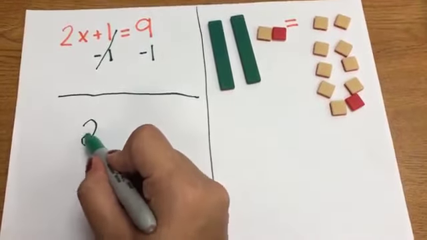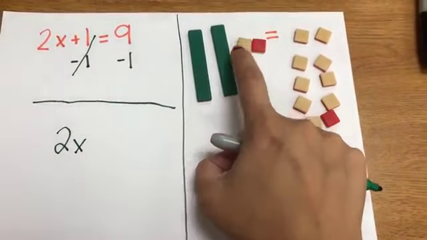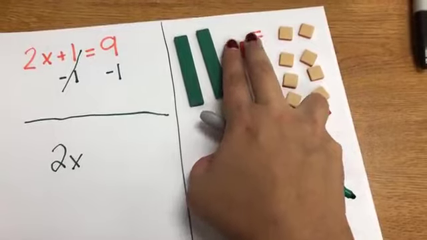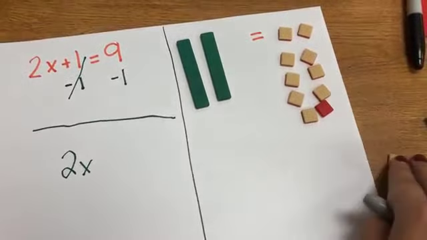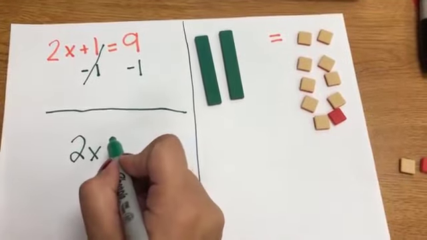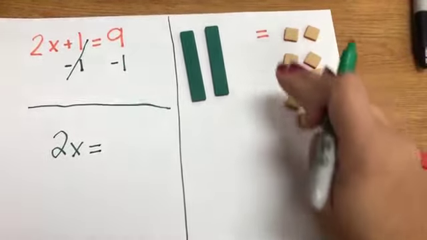So now I am left with 2x. And then I know anytime that I see zero pairs like this, a positive and a negative, they cancel each other out. We call those zero pairs, so we can get rid of those. So we don't have that there anymore. I do still have my equal sign. And I'm going to do the same thing over here.